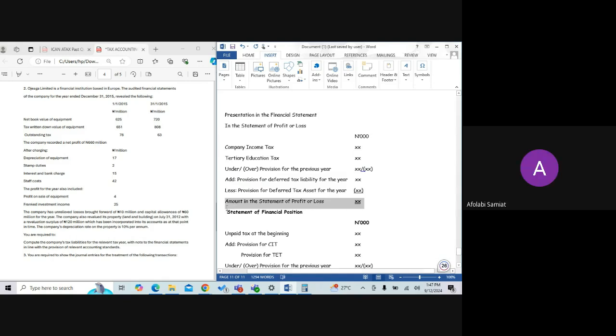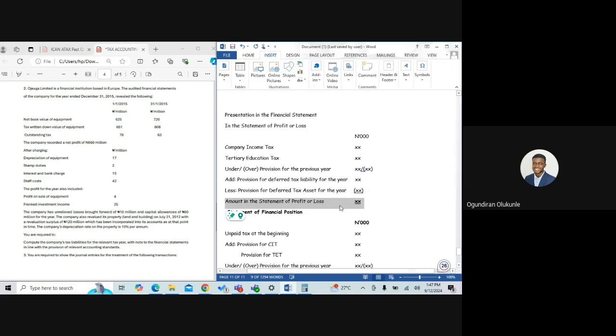At PBT. No, at the tax after PBT. Okay. Yeah, after PBT you have tax, then you have PAT, right?